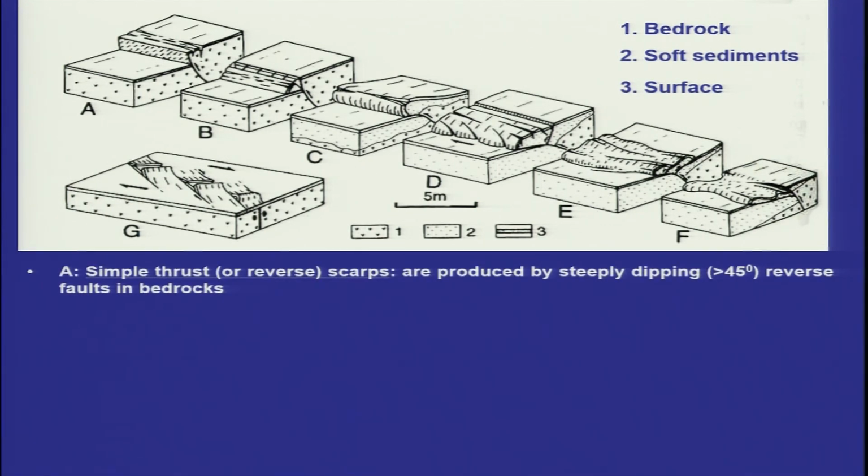the contact. So A is the simple thrust or reverse scarp. Okay, these are produced by a steep dipping, greater than 45 degrees, reverse fault in bedrock. Okay, so in bedrock you will come across a very sharp scarp. Okay, whereas in the soft sediments you are not looking at those.